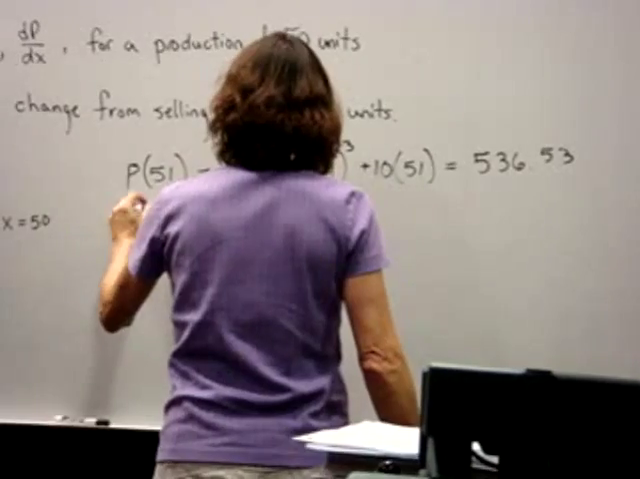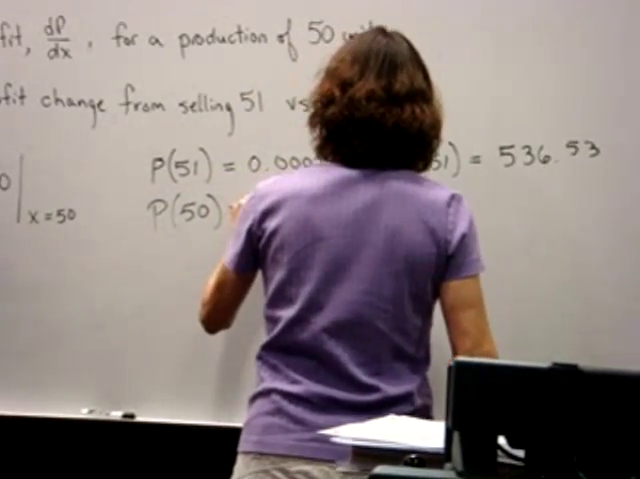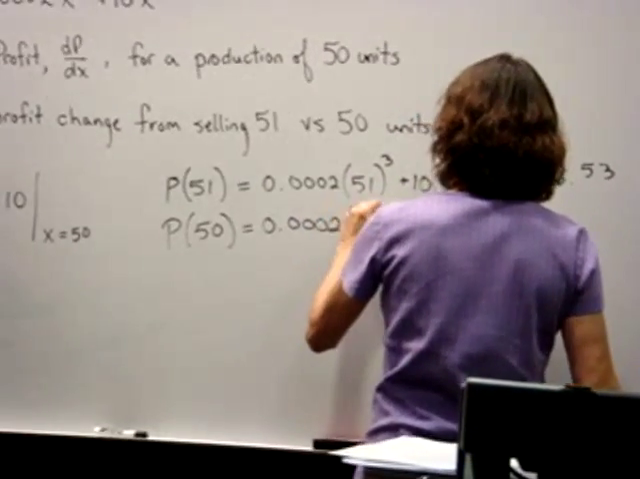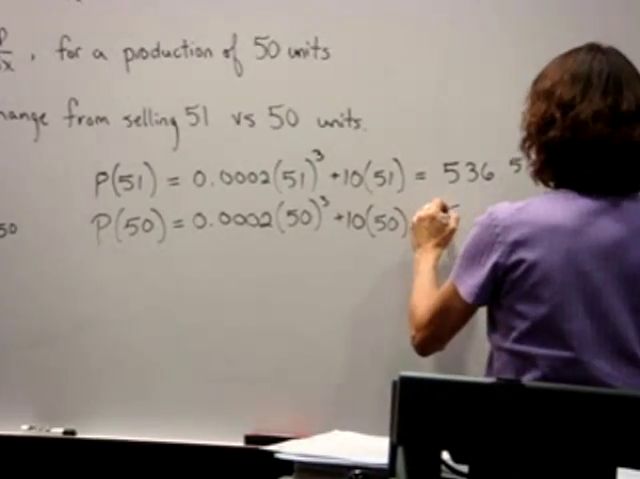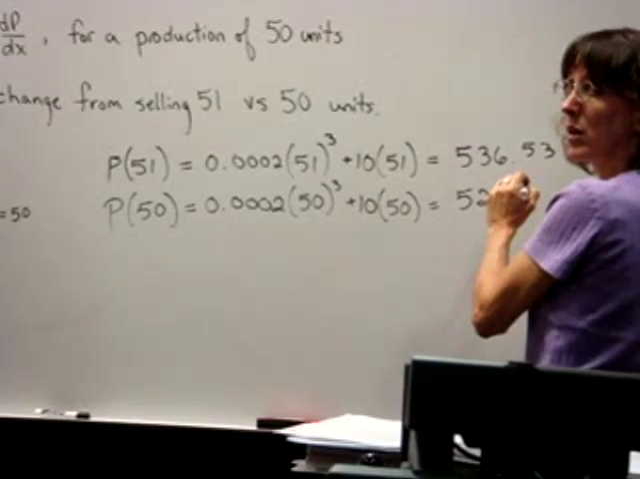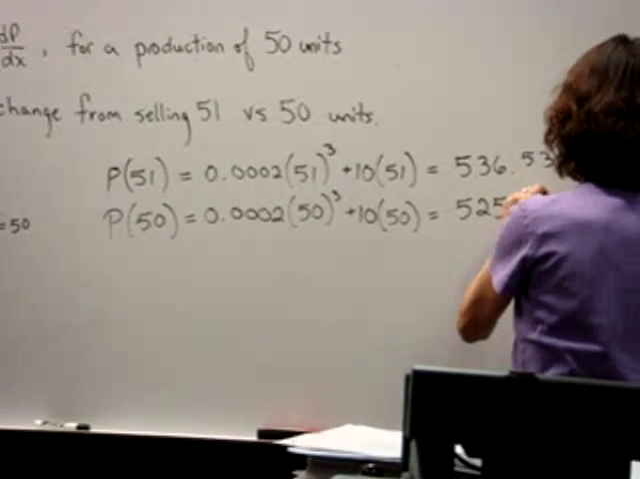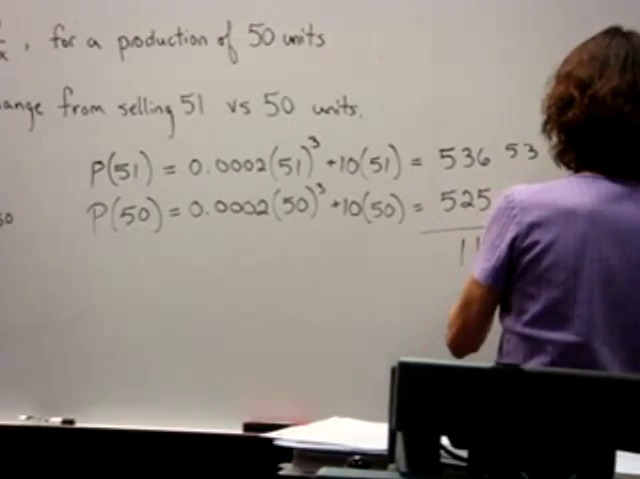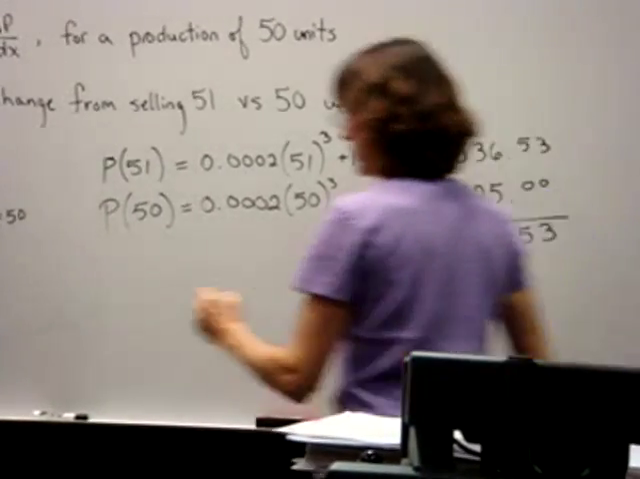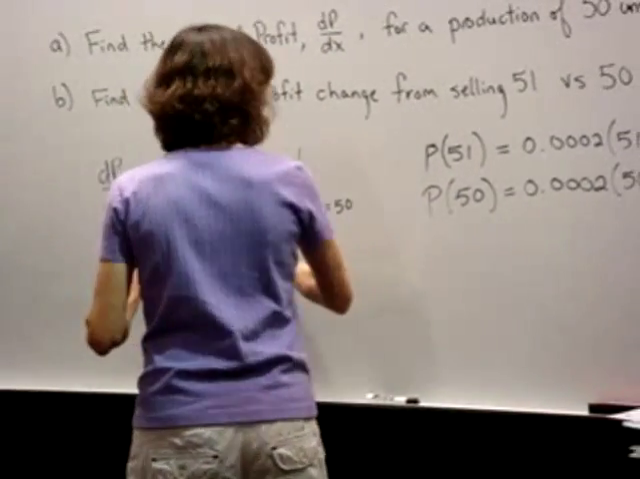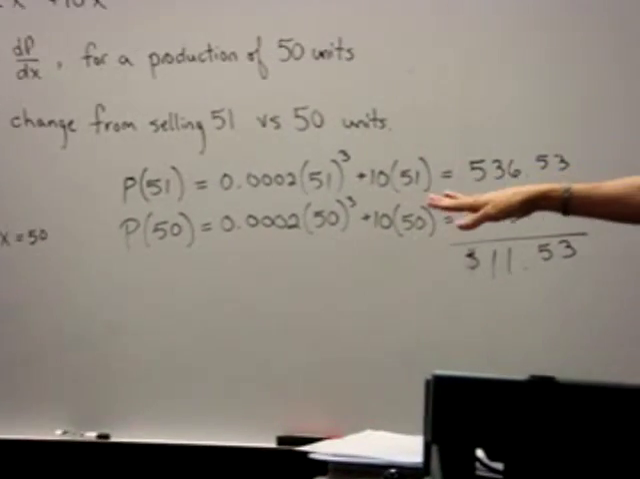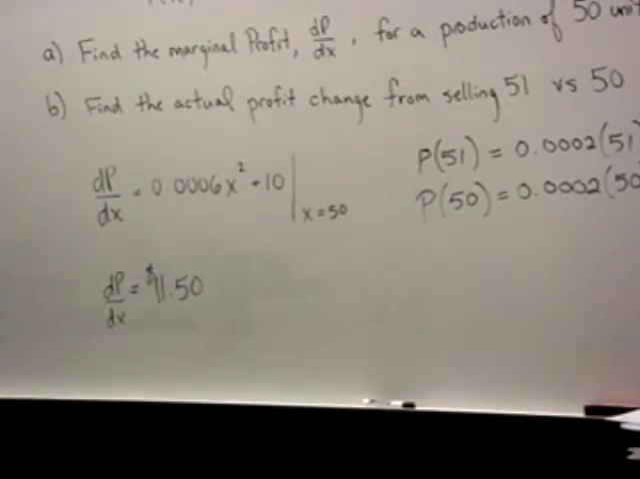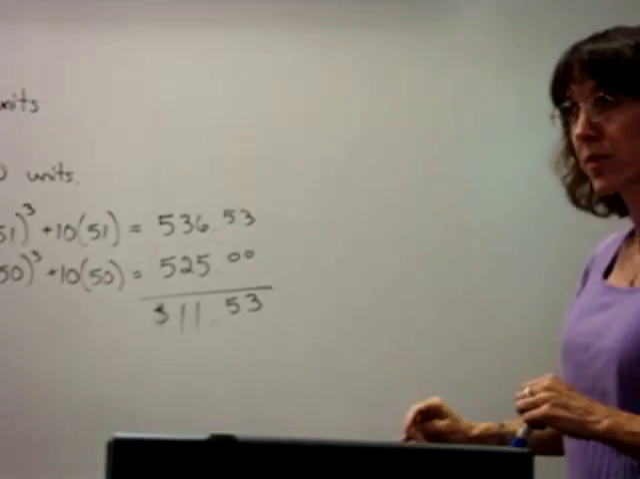And then profit at 50. How much is that? 525. So the difference is $11.53. We were off by 3 cents, and this was easier to do. As the formulas get more complicated, that can be a lot easier. So that's why we like it, because it's easier. Very close.